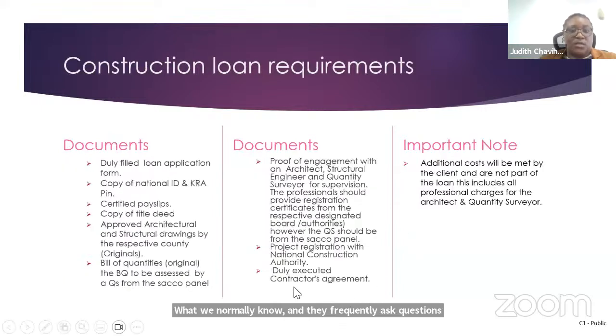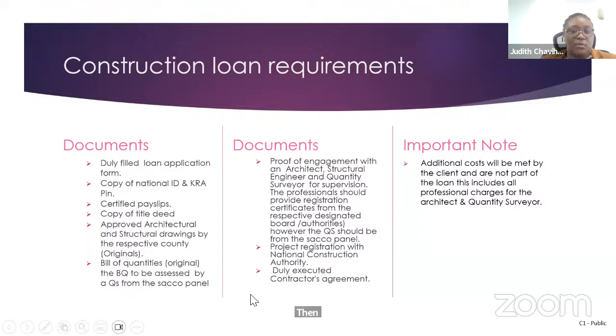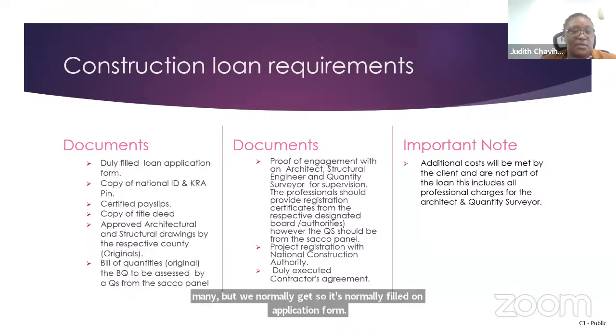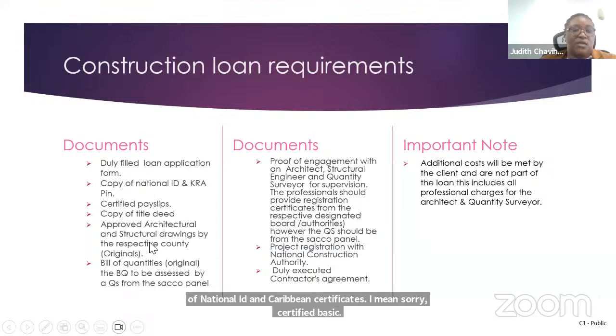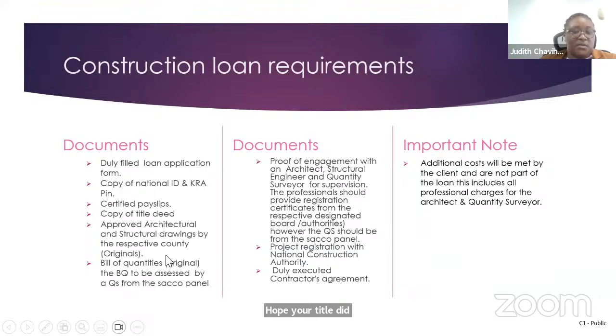Then what are the documentations for a construction loan? So quite many, but we normally guide. It's normally a duly filled loan application form, copy of national ID and KRA PIN, certified payslip, copy of title deed, approved architectural and structural drawings by the respective counties. We need the originals. Bill of quantity, also originals. The BQ should be assessed by our QS from the Sacco panel. So this will be from our side.